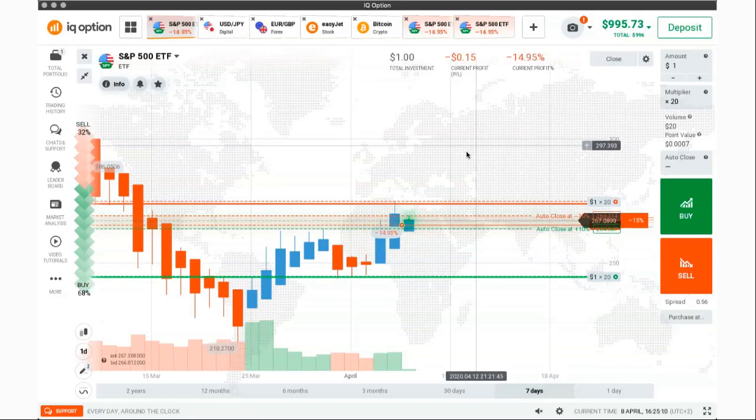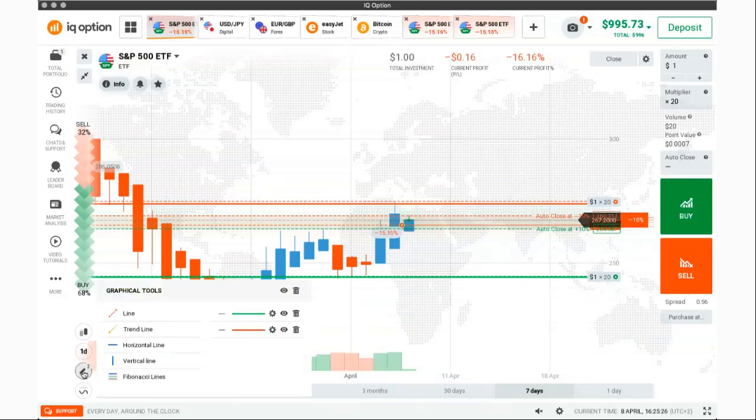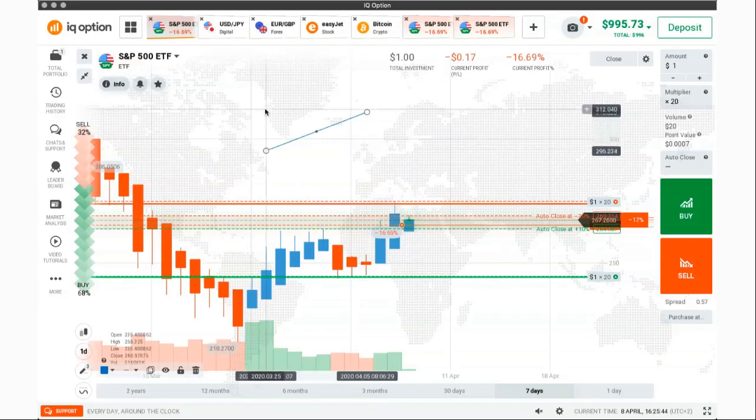Okay, so they're the chart types, and then the graphical tools we've been looking at in and out. So if we look at the graphical tools, then we've got choices of line, trend line, horizontal line, vertical line, and Fibonacci. Okay, line means I can draw on the screen and I can make it longer or shorter, and I might use this to see trends.